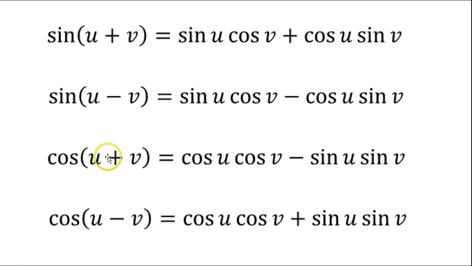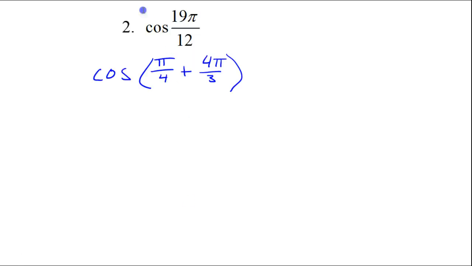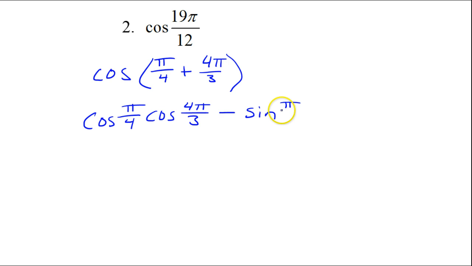Now, according to the formula, if I have the cosine of something plus something, it will equal cosine cosine minus sine sine. So that's what I'm going to do. So I will have cosine pi over 4 cosine 4 pi over 3 minus, notice the sign change, sine pi over 4 sine 4 pi over 3. Cosine pi over 4, that is right off the chart, radical 2 over 2.